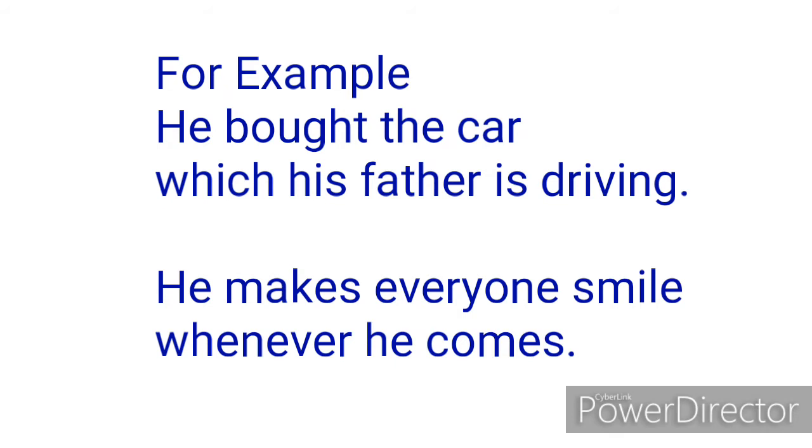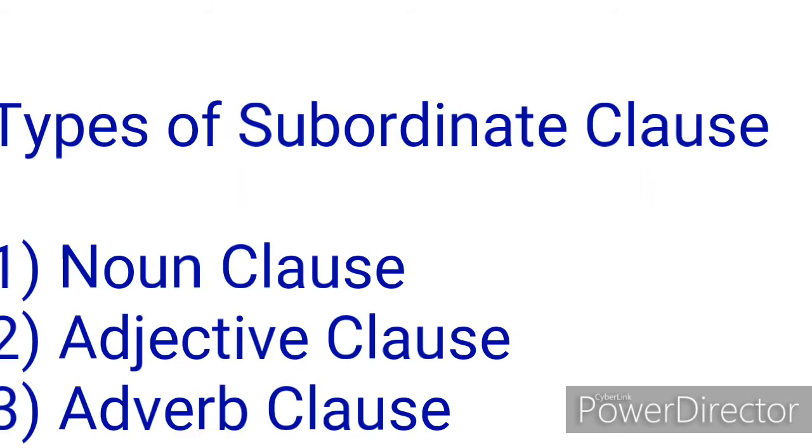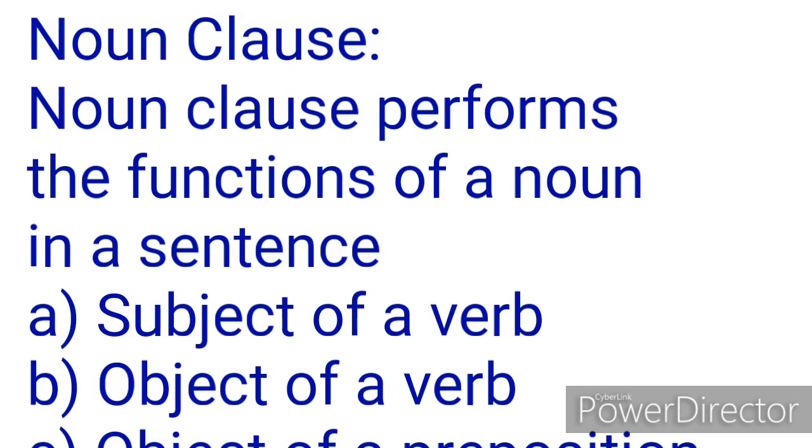Now let's look at the different types of subordinate clause. We have the noun clause, the adjective clause, and the adverb clause. The first type of subordinate clause that we're going to learn is noun clause. Noun clause performs the function of a noun in a sentence. It can function as the subject of a verb, object of a verb, or object of a preposition.